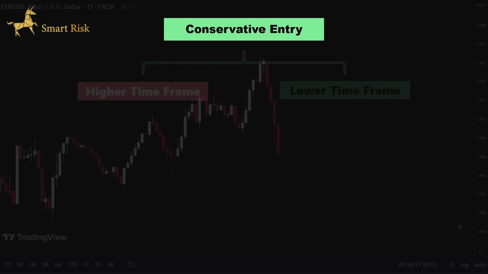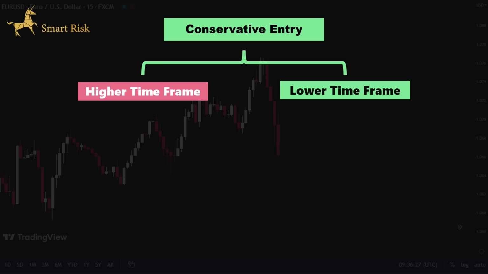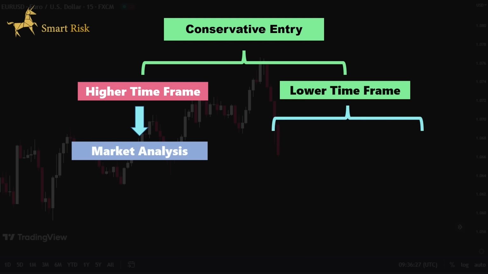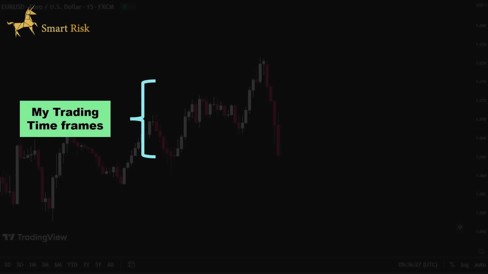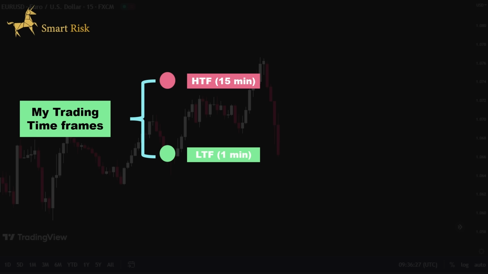We use two separate time frames to execute our trades in this entry model. A higher time frame for doing market analysis, and a lower time frame for detecting possible entry confirmations and executing buy or sell orders. I prefer to use the 15-minute time frame for doing my market analysis, and then I zoom into the 1-minute time frame for executing my trades.